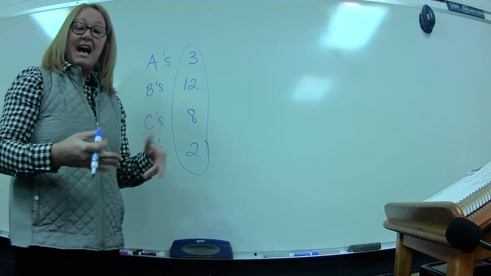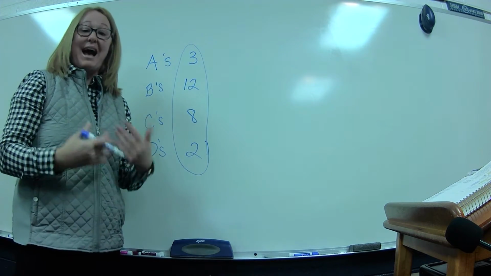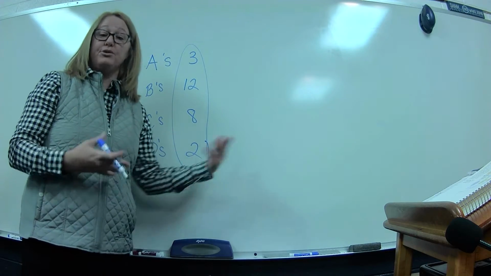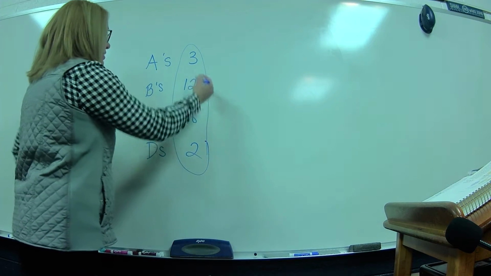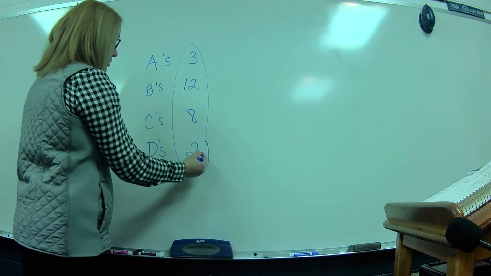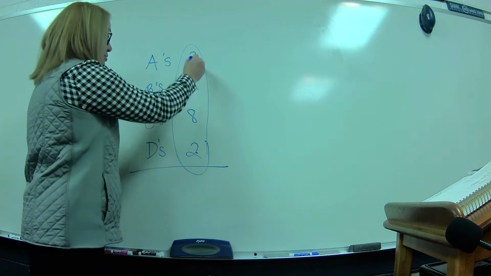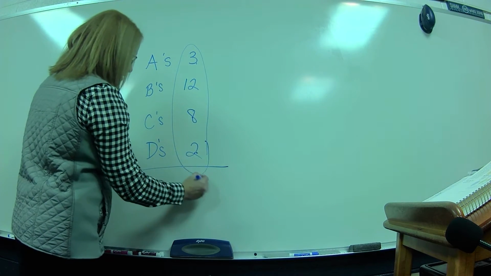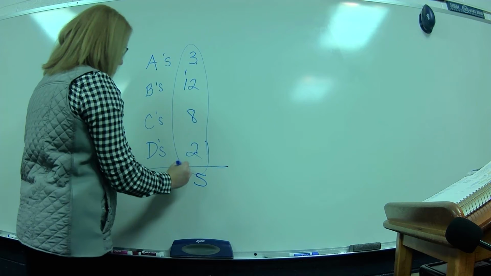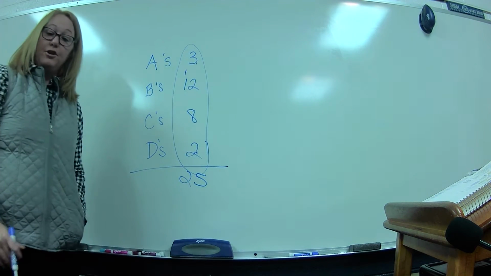The first thing I have to do is add all of these numbers up. I have to have a denominator. I need to know how many total people took this test. All right, so let's add 3 plus 12 plus 8 plus 2. So that's 5, and there's 10, that's 15, carry a 1. We have 25 total people.